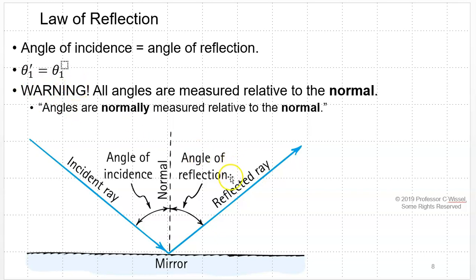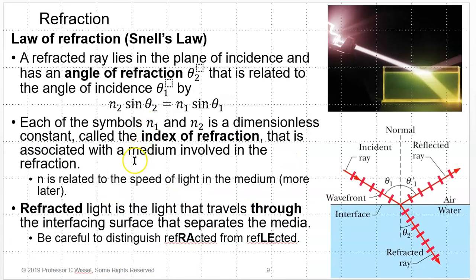Now, again, remember, angles are always measured relative to the normal. You should repeat this to yourself a couple times a day: angles are normally measured relative to the normal. Because where people make mistakes in this stuff, you're given an angle relative to the surface and you forget to convert it.